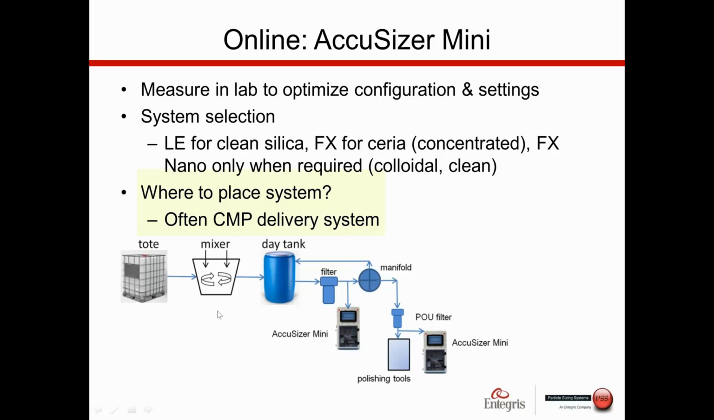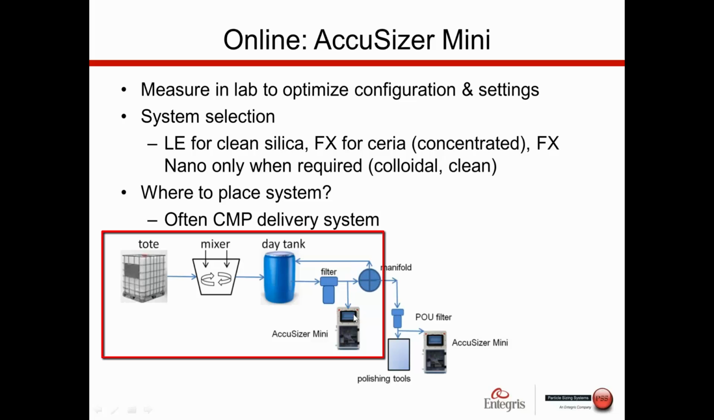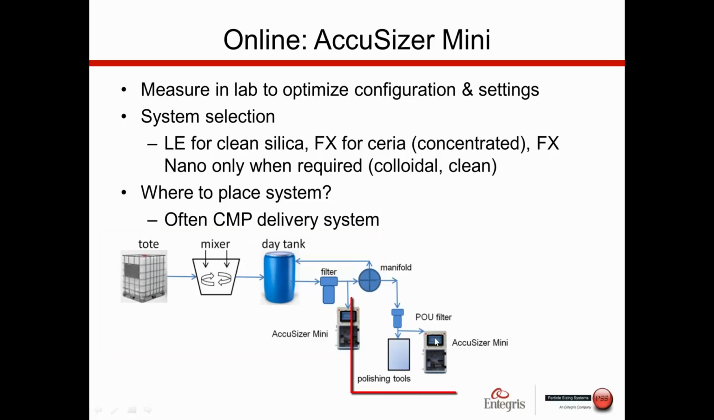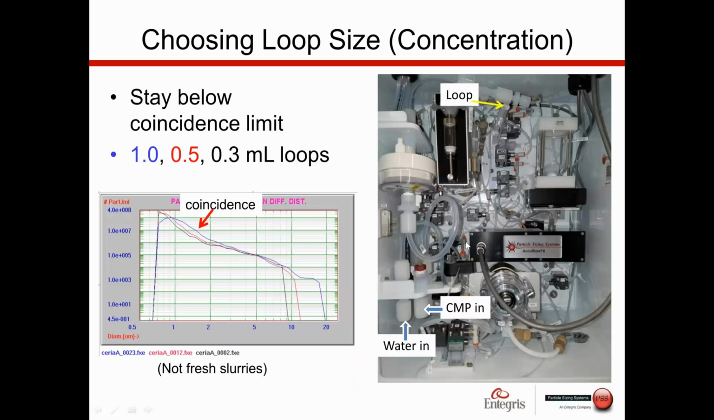And the majority of them typically end up somewhere in the CMP delivery systems, and it's very often downstream of a filter. So we're probably going to stick the Mini somewhere in the CMP delivery system, and now we will have continuous data of large particle count as a function of time. Certainly could be used at point of use, but it's a little more difficult to get it into this kind of position, but certainly that is a possibility as well.